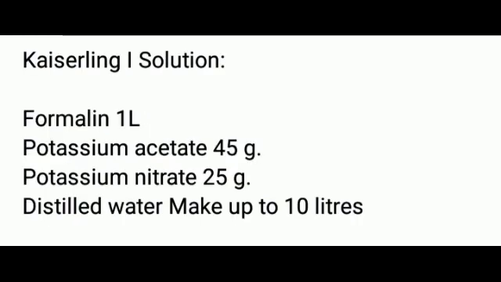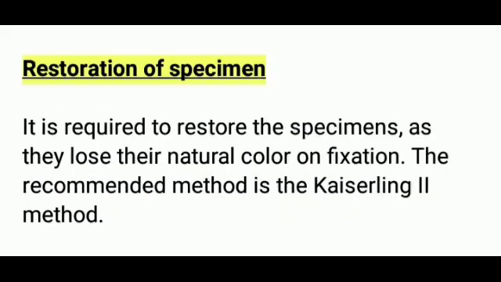Kaiserling I solution: formalin 1 L, potassium acetate 45 grams, potassium nitrate 25 grams, distilled water to make up to 10 liters.